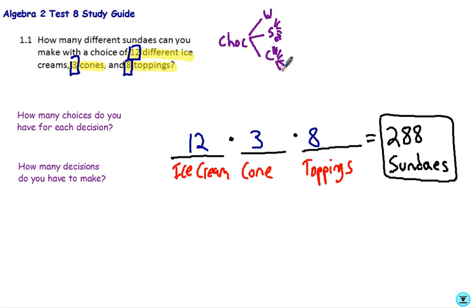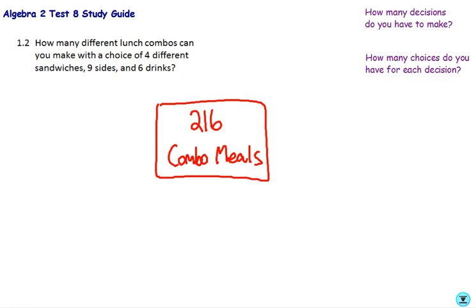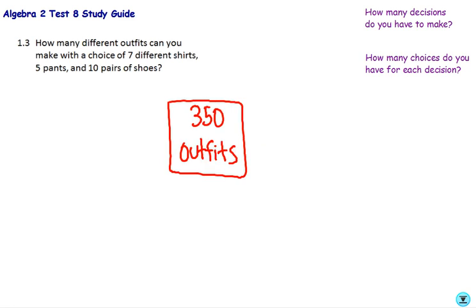All right, so go ahead and pause the video, try 1.2 in the middle and 1.3 on the right side. All right, so let's see what you came up with. For 1.2, the problem in the middle, you should have gotten 216 different combo meals. And for 1.3 on the right side, you should have gotten 350 different outfits. If you didn't get either one of those correct, pause the video, go back and see if you can figure out what your mistake was. If you're not able to figure out where you went wrong, then ask me. That's one of the reasons why I'm in the room here with you, so don't think you have to count just on the video. If you're still not sure about something, just ask.